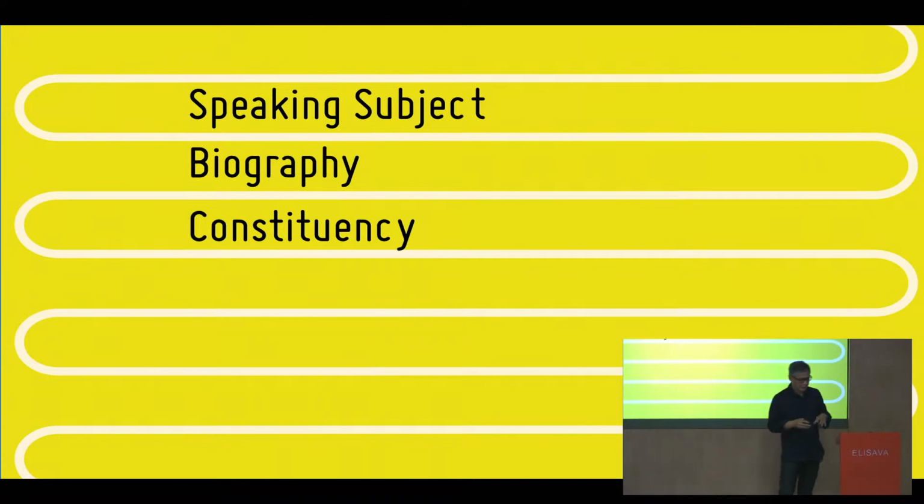So there are three concepts in the book: speaking subject, biography, and constituency, which I think help us theorize this practice. I'm telling you now because there's going to be a bit of a journey to get to me explaining those, but I'm just going to tell you up front. If there was a quiz on this talk, this is what you would be quizzed on. But there's a little more story I need to tell before I get there.